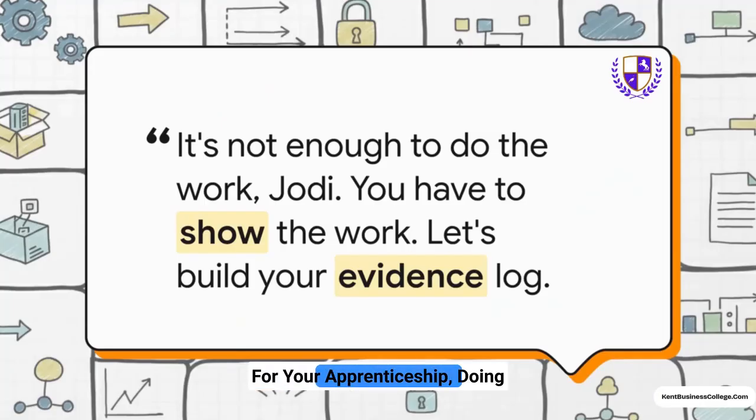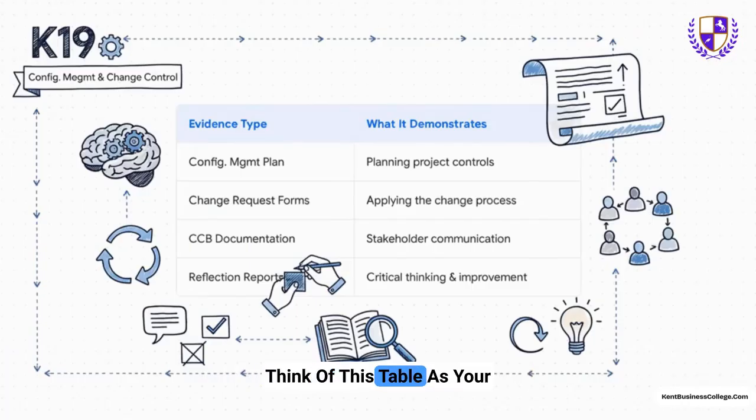Listen, for your apprenticeship, doing the work is only half the job. The other half is carefully, meticulously documenting it so you can prove you know what you're doing. You have to create this crystal clear trail of evidence that shows you don't just understand K19 in theory, you can actually apply it in practice. Think of this table as your ultimate K19 evidence checklist.